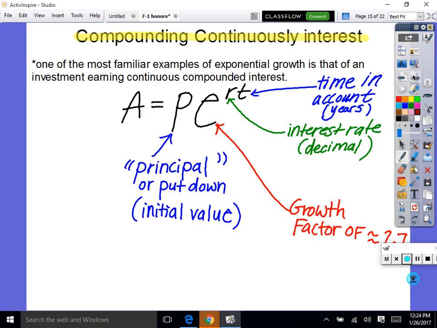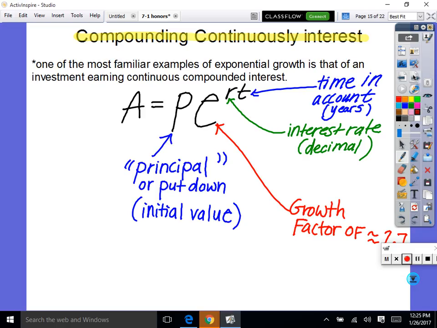So this is one of the most familiar examples of exponential growth, the investment earning of continuous compounded interest, and it's PERT. So A is equal to P times e raised to the rt. P is the principal or put down amount, that's our initial value. e is the growth factor, which we know e is 2.7, so that's 270% worth, right? And then the time in the account is t and r is our interest rate. You have to put it in decimal form. So if I said 3%, you'd have to put it in as 0.03.